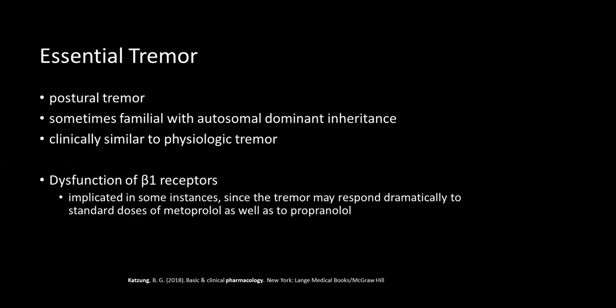Next is the essential tremor, which is also a postural tremor, sometimes familial with autosomal dominant inheritance, and clinically similar to physiologic tremor. Dysfunction of beta-1 receptors is implicated in some instances, since the tremor may respond dramatically to standard doses of metoprolol as well as to propranolol. Next slide.